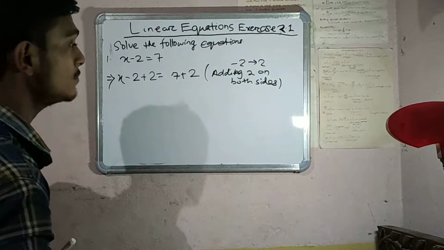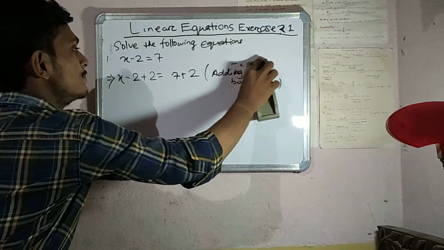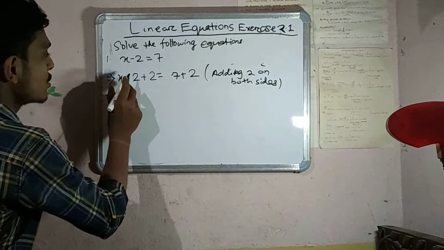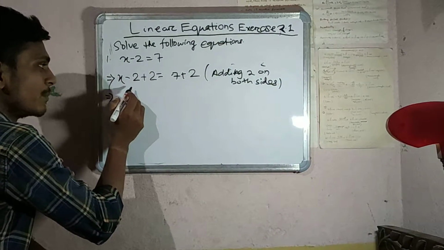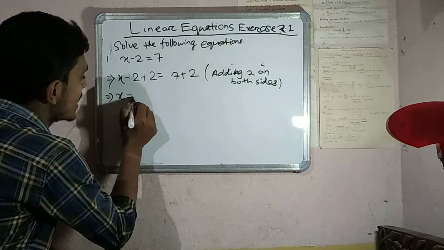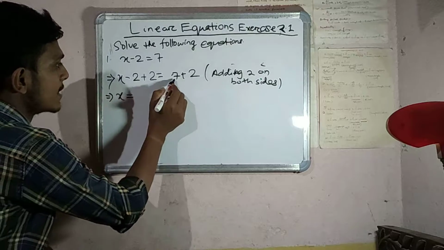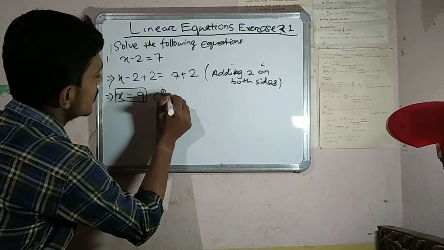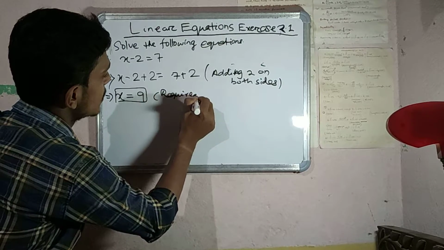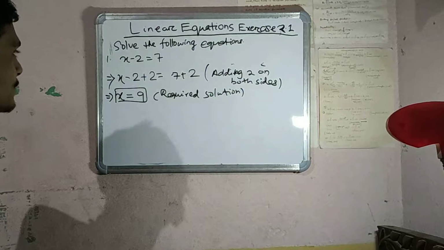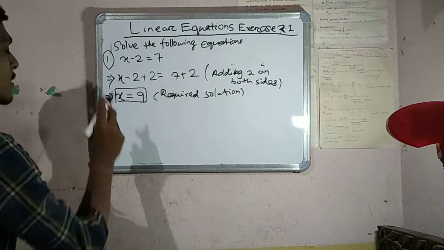Okay, then minus 2 and plus 2 cancel because these are the additive inverse of each other. So x is simply x. x is equal to 7 plus 2, that is 9. This is the required solution. Okay, this is question number 1.